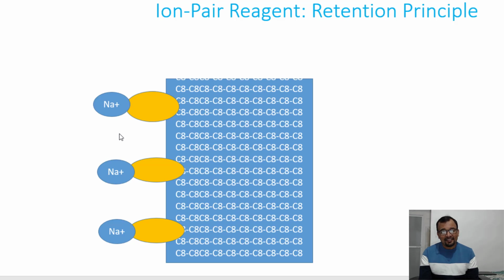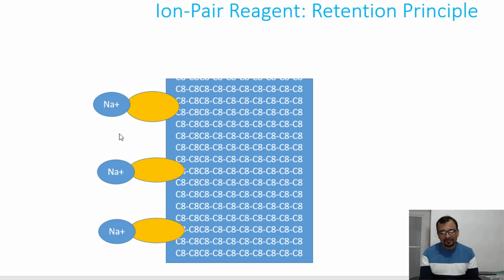This makes the stationary phase go from hydrophobic to hydrophilic in nature, because now it is no more a C8 column. Now it is no more a hydrophobic stationary phase. The hydrophobic stationary phase is now replaced with the hydrophilic end of the ion pair reagent.